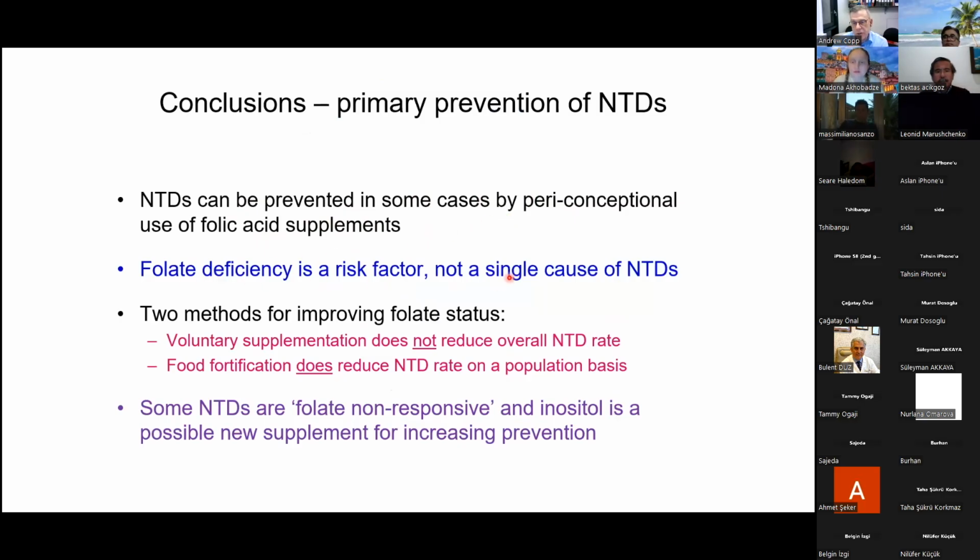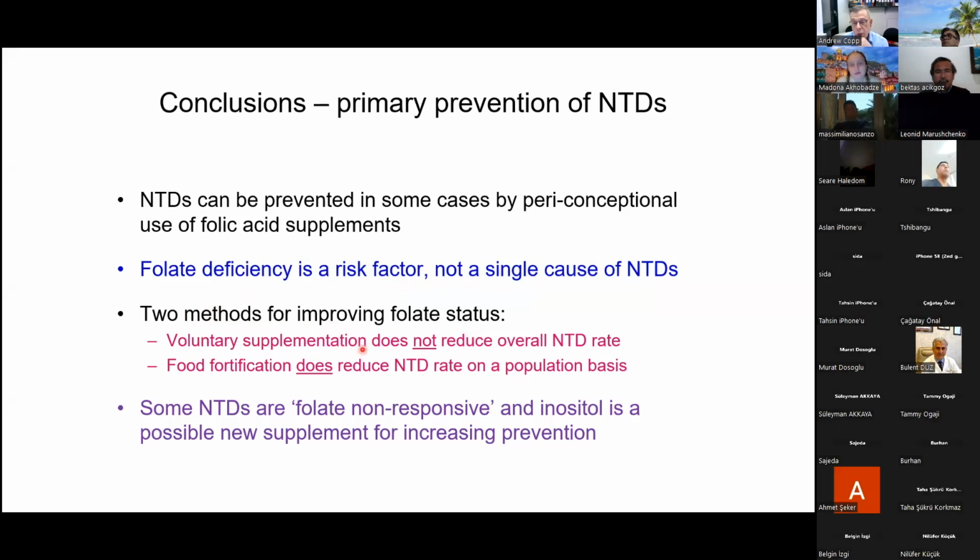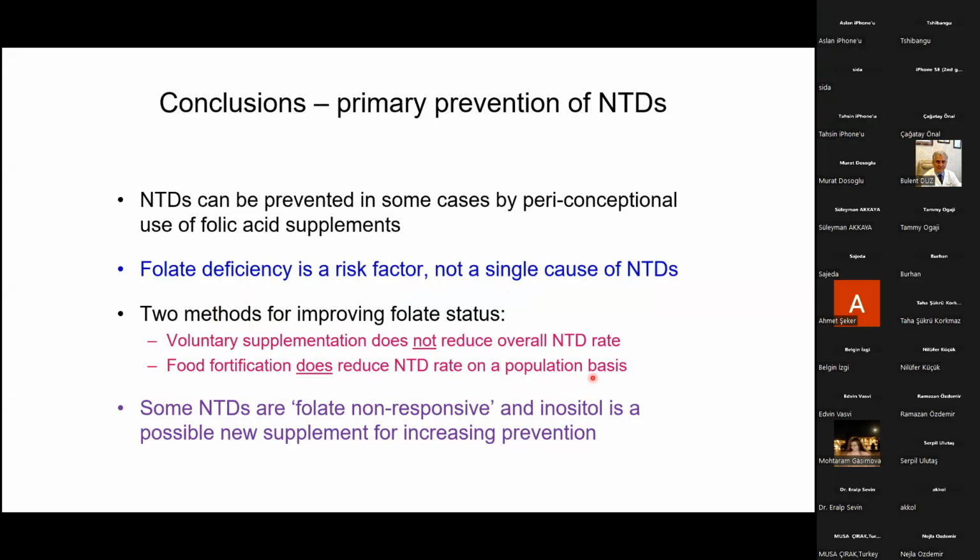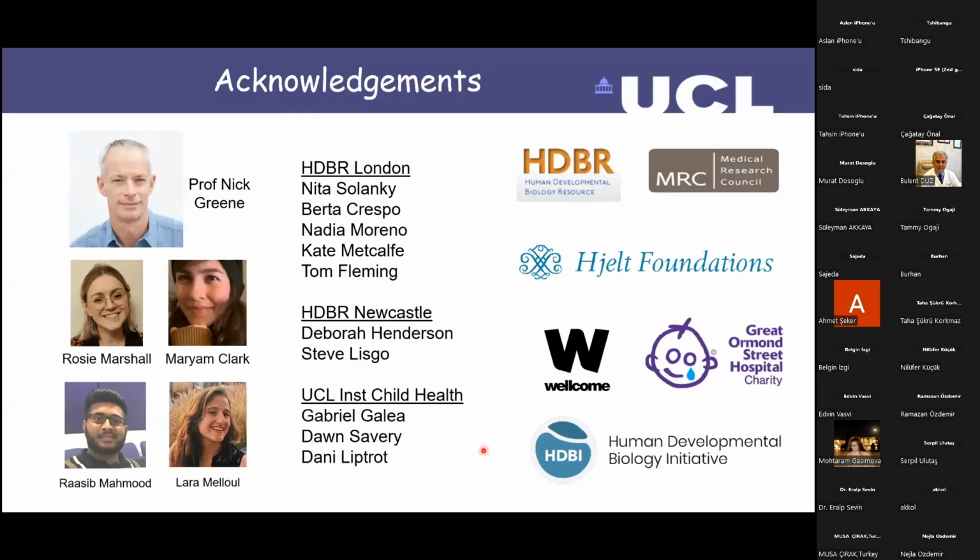Folic acid deficiency is a risk factor, and I haven't shown you the data for this, but we can discuss this if you're interested. The two methods for improving folate status are voluntary supplementation, which certainly in the UK does not reduce the overall NTD rate. Food fortification does reduce the NTD rate, as shown in North and South America, for example. Some neural tube defects are folate non-responsive, and we are trialing inositol as a possible additional prevention.